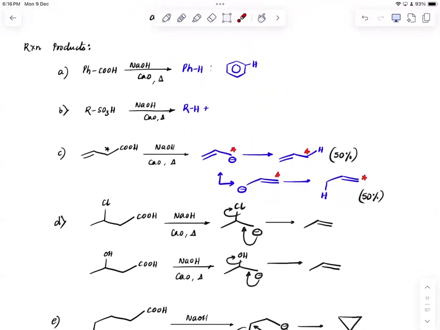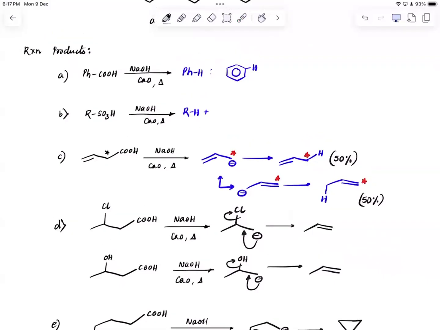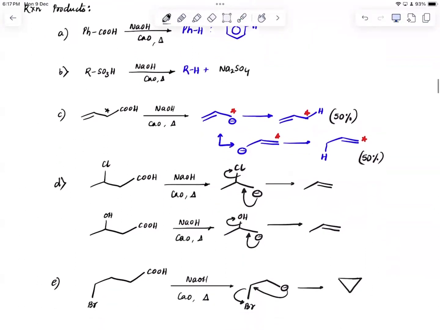Okay, next. So you can see what products are given here. Benzoic acid can form benzene. Sulfonic acid will form an alkane here. So here you will get Na2SO4 instead. Next, just like carbon dioxide here, sulfur trioxide will be released. SO3 gas will be released. So you will get CO2 out, a negative charge will come here. The negative charge can make resonance. So that's why you will get 50% of the hydrogen on the isotopic carbon and 50% of the hydrogen attached on the non-isotopic carbon.